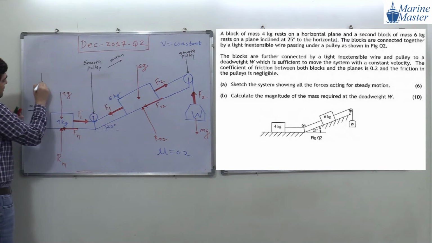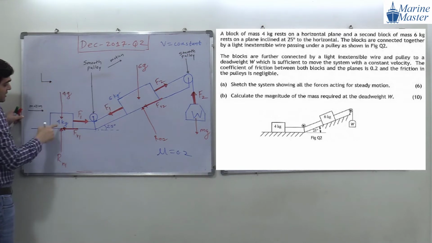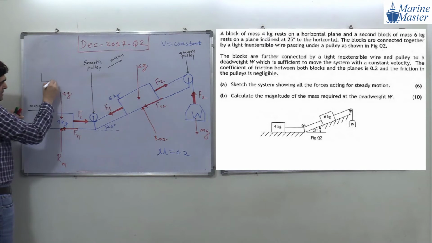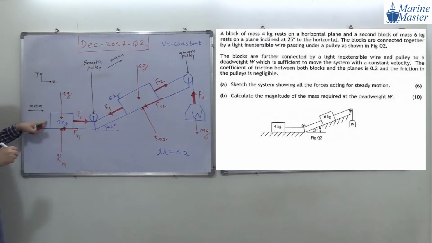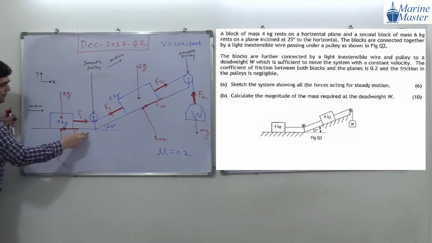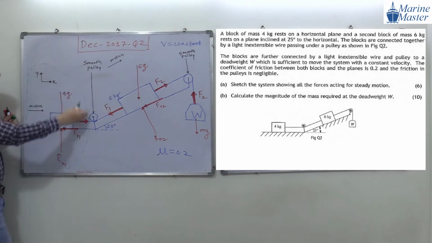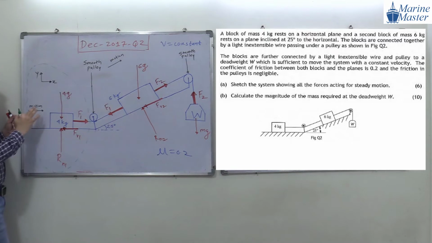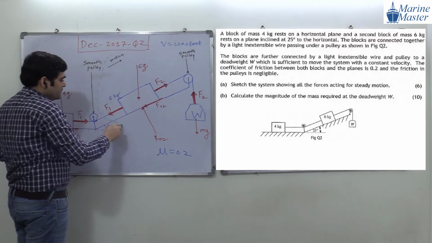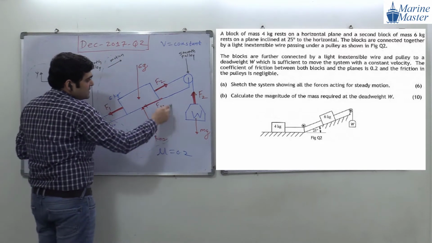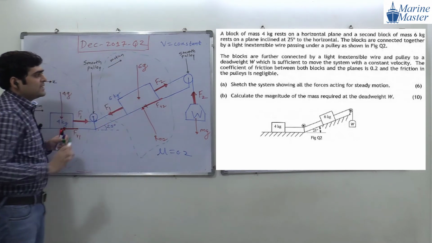For this one, I am talking about the 4 kg mass. So this will be the x direction, and this will be the y direction, for the 4 kg mass. So this entire discussion, whatever is inside this green border, is only for the 4 kg mass. Now see this scenario. This discussion, whatever is inside this green one, is for the 6 kg mass.